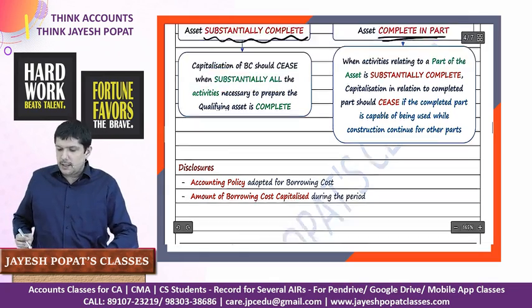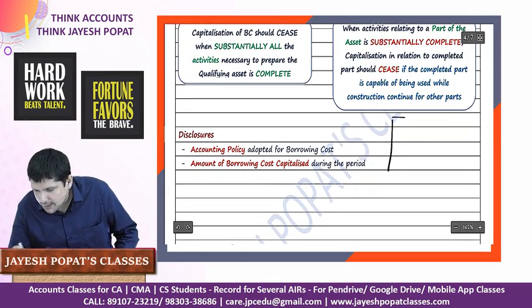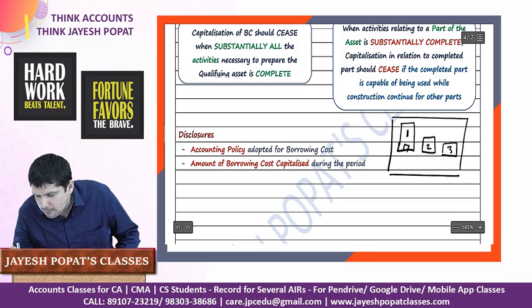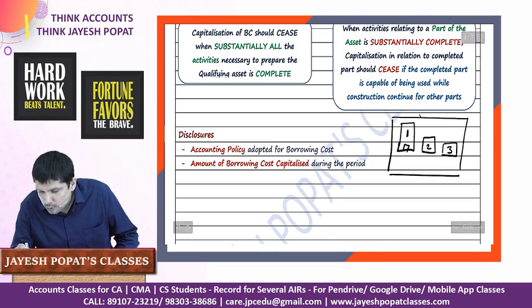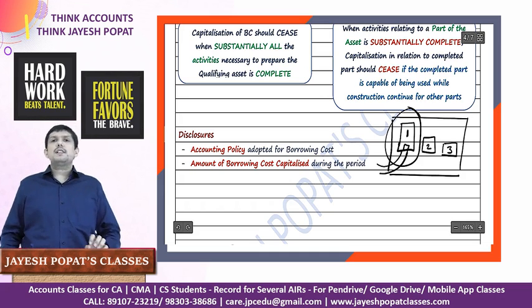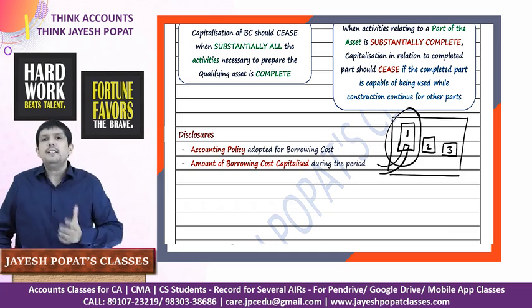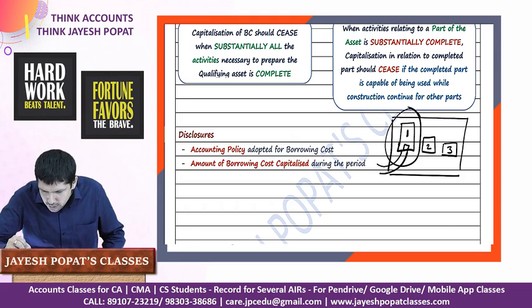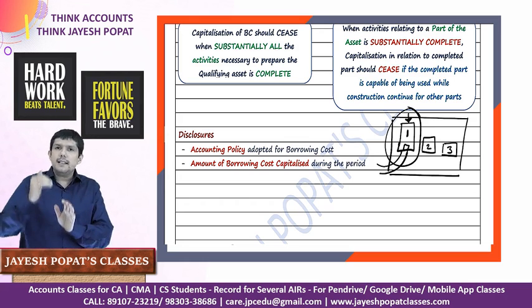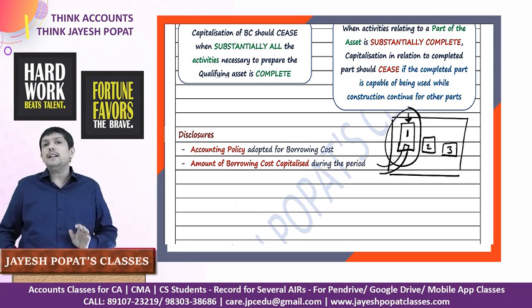So I could give you an example. Let's say we are making a residential complex, right? Look at this very carefully. The first building in this residential complex is done. The second building is in progress. The third building is in progress, right? If this first building is ready for occupation and people can start living there, in that case, borrowing cost in relation to building number 1 should stop being capitalized and should be charged to the statement of profit and loss.